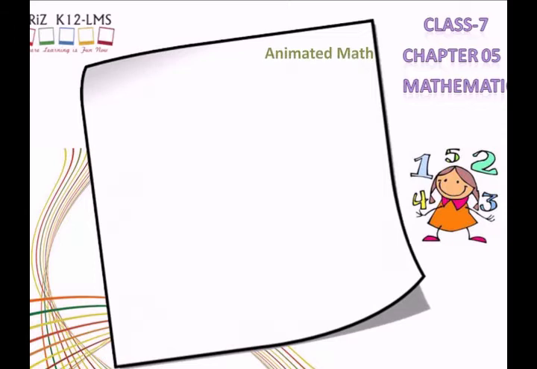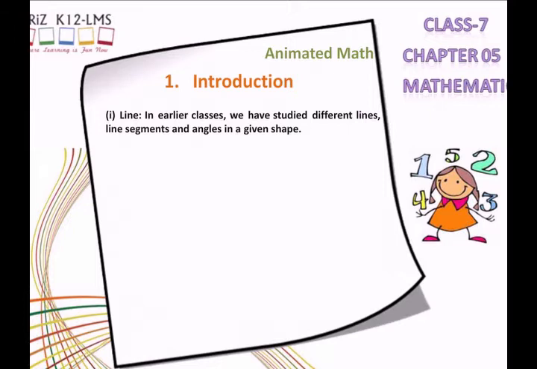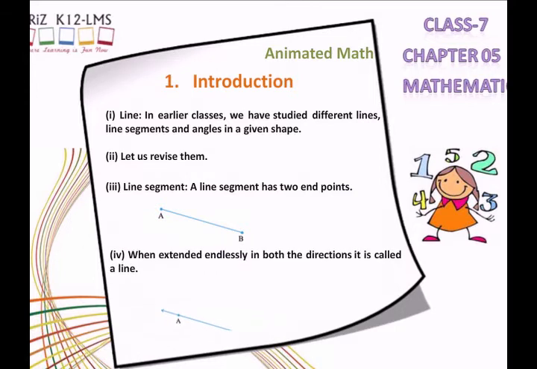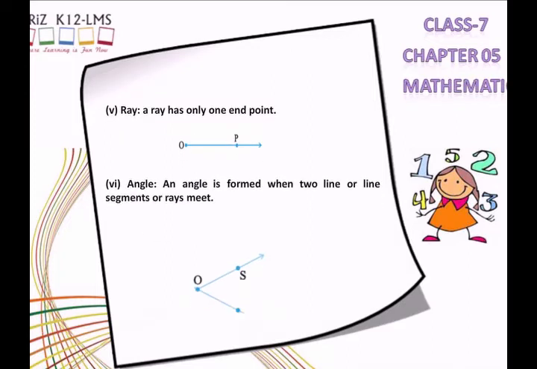Animated Math. Introduction. Line. In earlier classes, we have studied different lines, line segments, and angles in a given shape. Let us revise them. Line segment. A line segment has two endpoints. When extended endlessly in both the directions, it is called a line. Ray. A ray has only one endpoint. Angle. An angle is formed when two lines or line segments or rays meet.